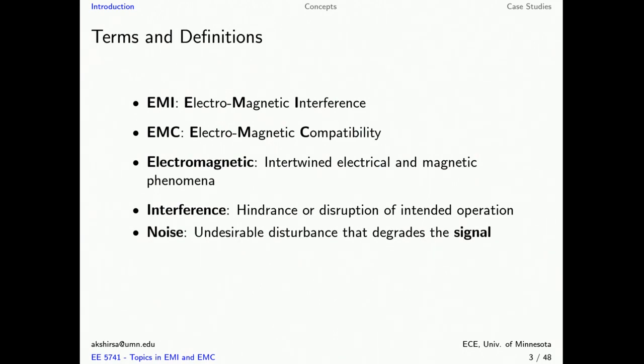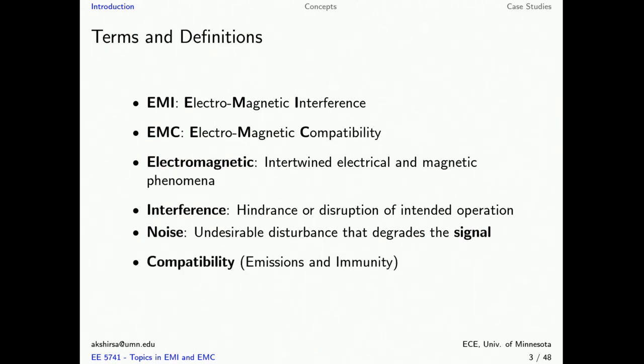Another related term is noise. Now we know from Shannon's work that all signal or all information is equivalent to energy. And whenever we transmit information, we are basically transmitting energy. And any undesirable interference or disturbance in that information degrades the signal or information that we are trying to transmit, and that constitutes noise. And as a result, any undesirable energy in the system can result in degradation of our signal.